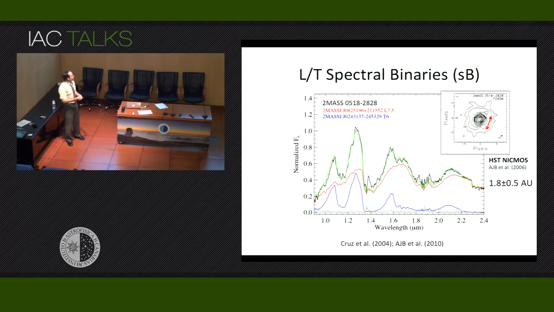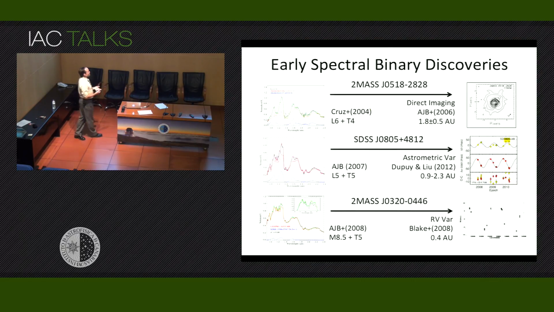So this is an HST image of this source. And while you might have a hard time convincing yourself that we actually resolved the system, it turns out through modeling that this is, in fact, the right separation and the right relative magnitudes to match the spectral modeling that we've done here. So several of these objects have been resolved in this way, so that's this example right here. We've also started to find that these spectral binaries are also astrometric variables. That's the case for SCS J0805. We identified it in 2007, and then it was identified as an astrometric variable. In that case, it's something like a 0.9 to 2.3 AU separation binary.